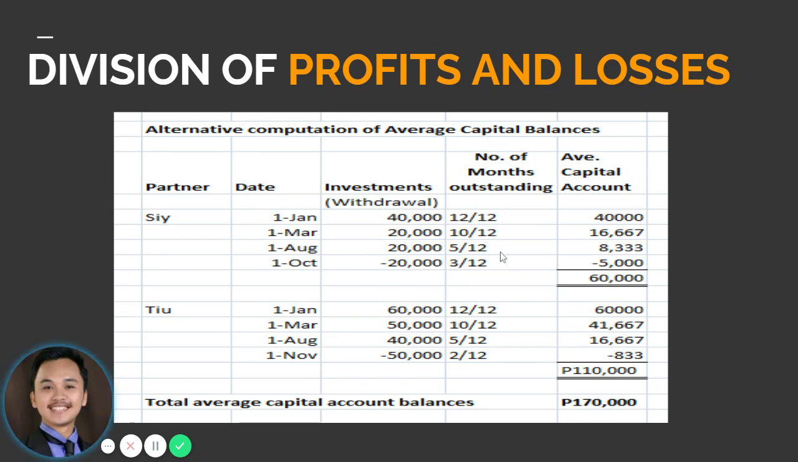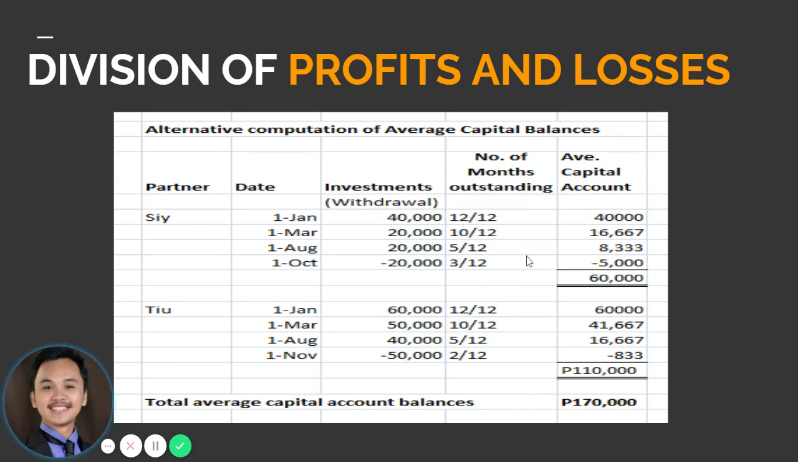months from August to December. So August, September, October, November, December. So 5 months. 20,000 times 5 over 12, so you have 8,333. In this one, withdrawal, so since it's withdrawal, it is a deduction. So 20,000 times 3 over 12 from October, November, December. So 20,000 times 3 over 12, it will give you 5,000.